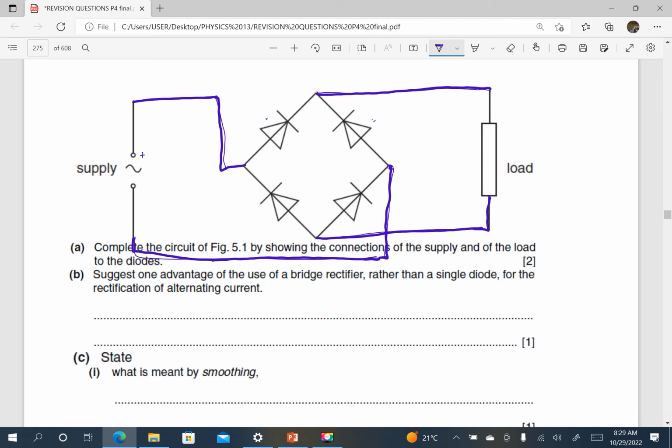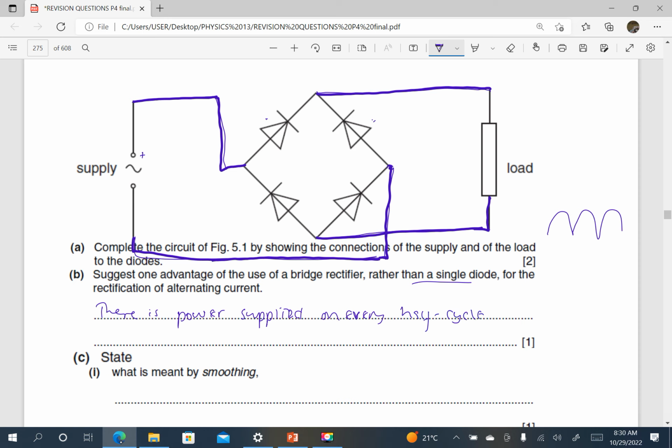Suggest one advantage of the use of a bridge rectifier rather than a single diode. Remember, for a single diode, that was half wave. So we know that for a full wave, there is always power on every half of the cycle. So we say there is power supplied on every half cycle.